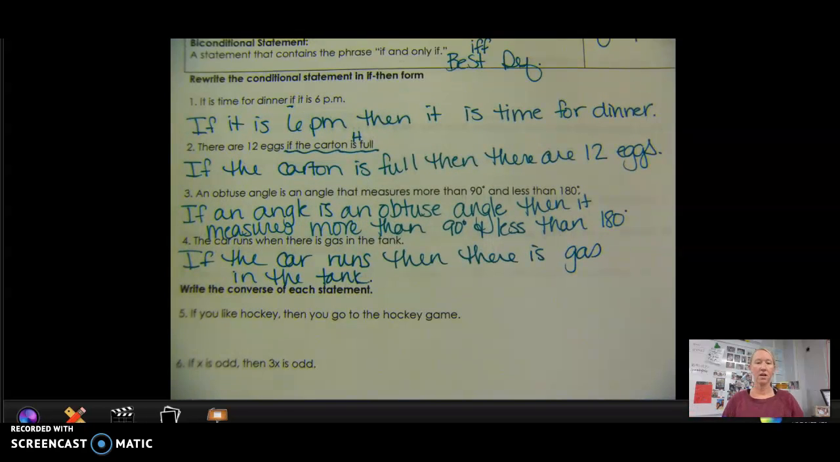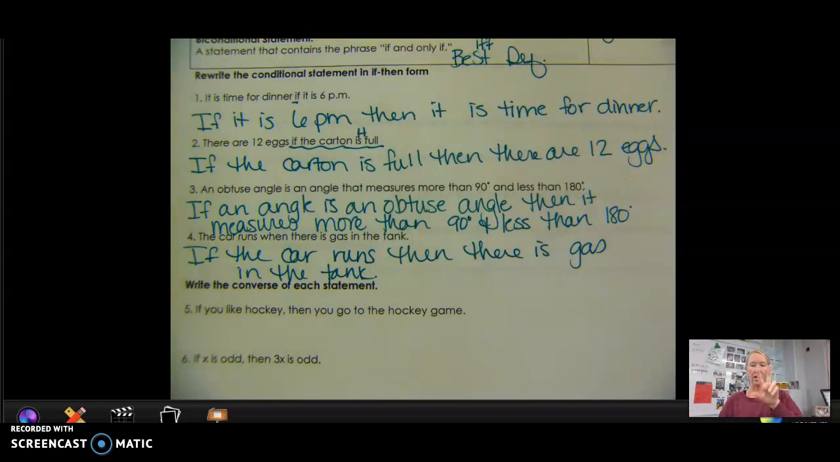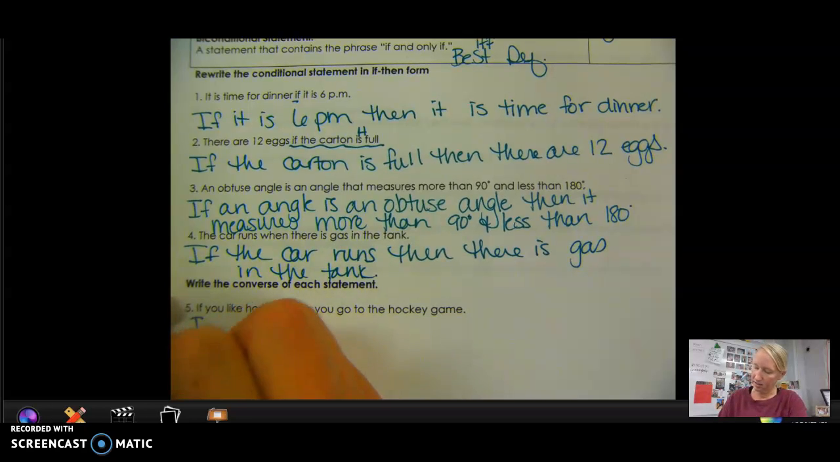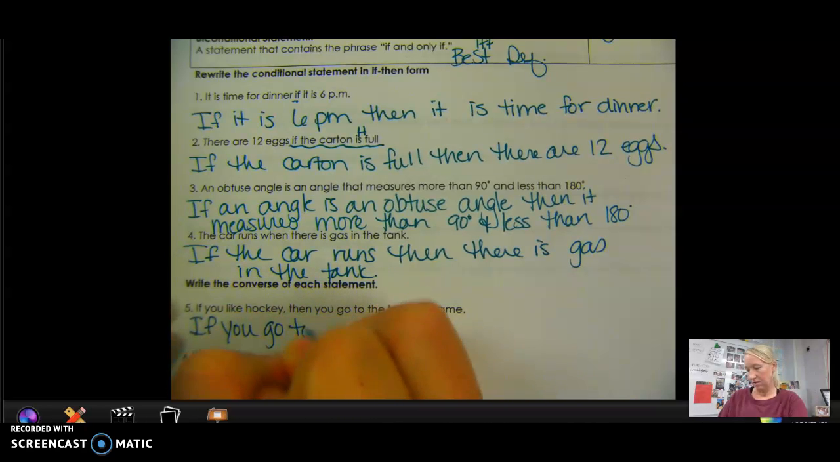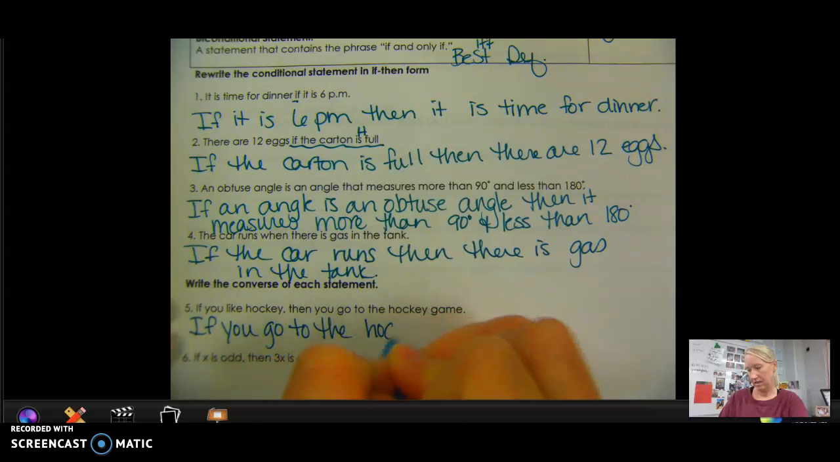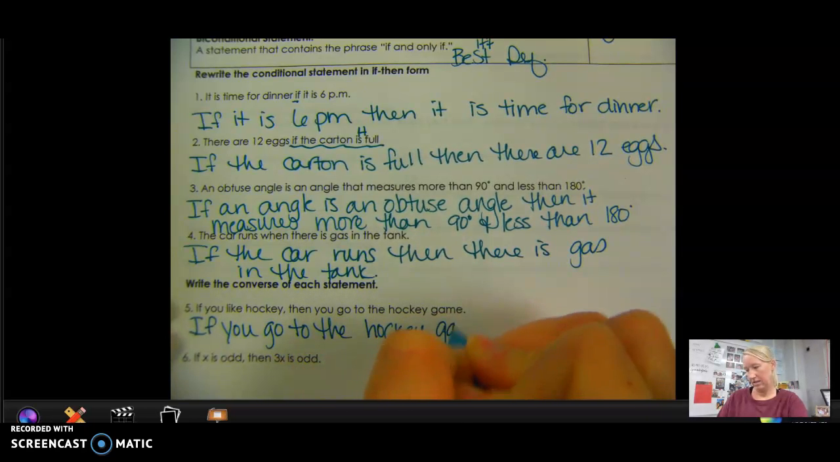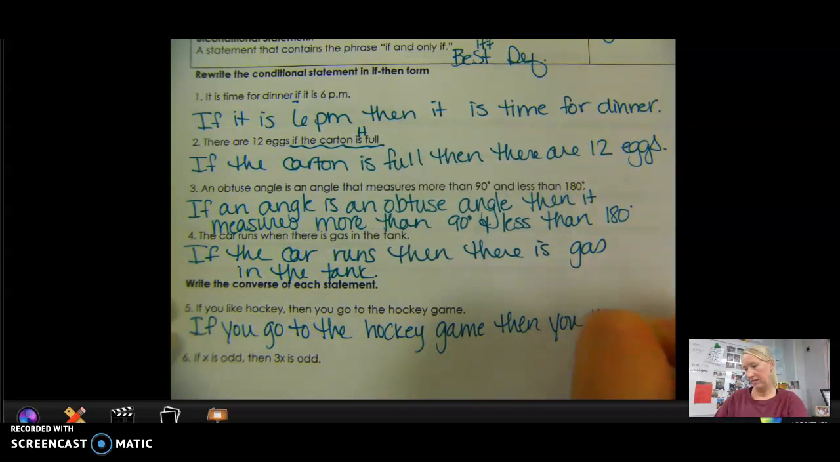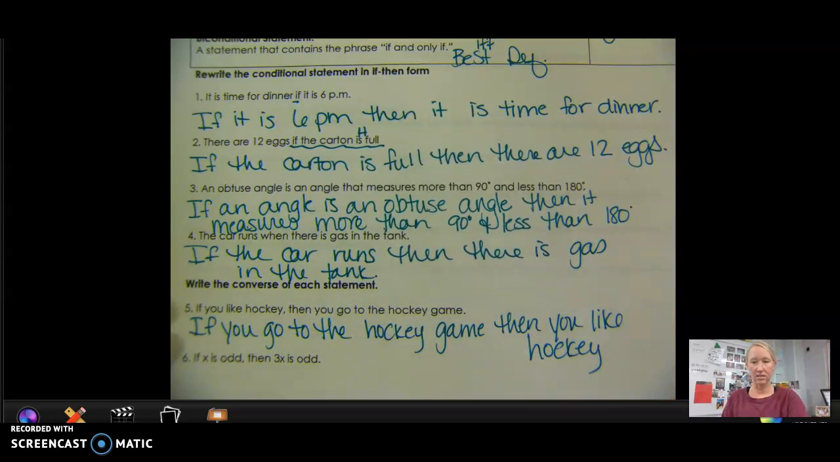So write the converse of each statement. Remember, the converse takes your conditional statement and flips it around. So we still have if first. So this conditional says, if you like hockey, then you go to the hockey game. So I'm going to take this: if you go to the hockey game, then you like hockey. Which could be false, right? You may be there just because someone else is going there, your friends or your family's going there, right?